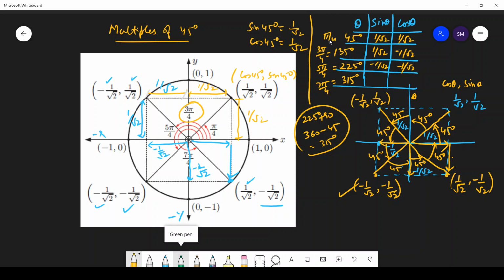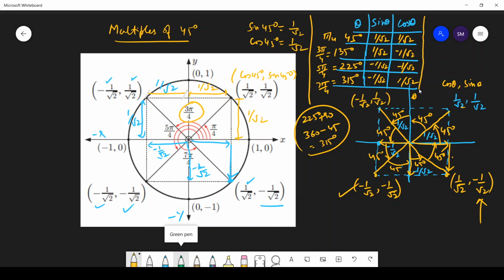So it's pi by 4, then 2 pi by 4 will be 90 degrees, right? So pi by 4, 3 pi by 4, 5 pi by 4, 7 pi by 4. And what will be the value of sine 315 degrees? Minus 1 by root 2. And cos 315 degrees, 1 by root 2.